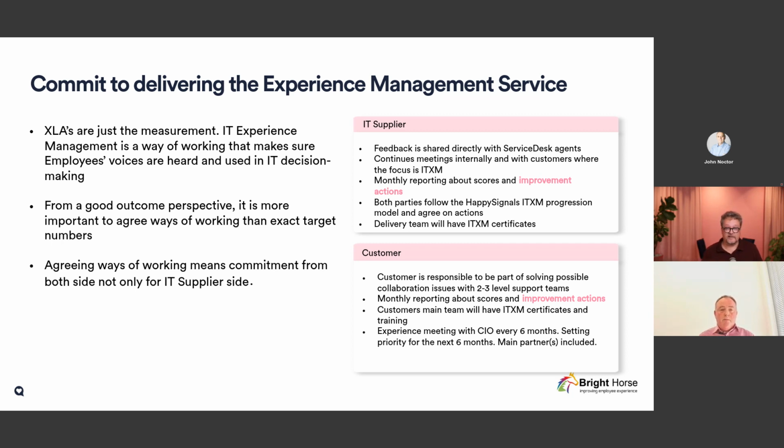On the other hand, on the supplier side, there is, for example, that, hey, please share the feedback directly to agents so they learn and they know that the experience of end users is important. And that is making their life much more motivating as well.